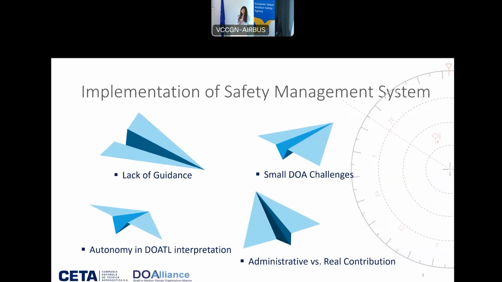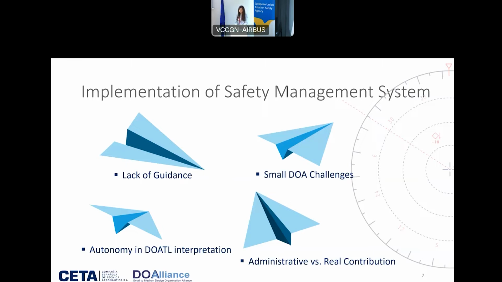The last point is administrative versus real contribution. We are starting to implement our safety management system. Just a few companies have deployed them, so our feedback is still a little bit short, but I would like to share two things. We have noted a positive impact on supplier management, providing better control over audits. However, this remains the only evident benefit, and the overall impact on safety contribution remains unclear.